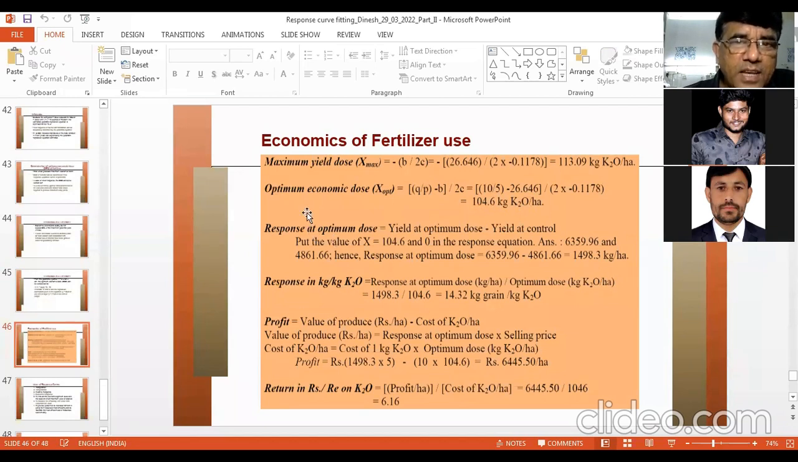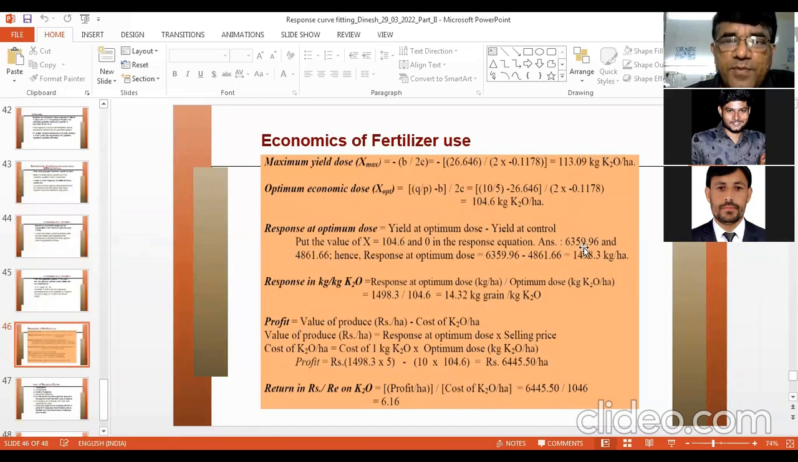Now, there are several parameters related to fertilizer use. Response at optimum dose: if you want to calculate it, it is yield at optimum dose minus yield at control. This is the formula. All these formulas you need to remember. Put the value of x as 104.6 and 0 in the response equation. In place of x, you put the optimum dose first, and then the second time you put 0. So you get two answers.